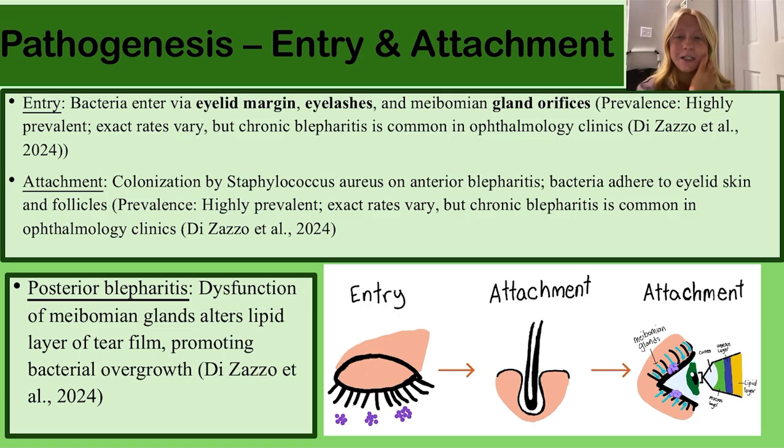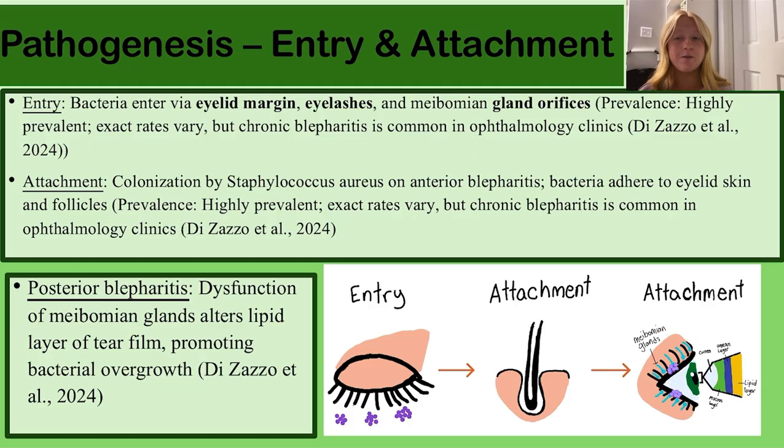So the first step in blepharitis pathogenesis is entry. The bacteria are already present as part of the normal eyelid microbiota, but they can gain access to the eyelid margins, eyelashes, and meibomian gland orifices where they establish themselves more densely. So when they're able to establish more densely is really where the infection occurs. In anterior blepharitis, there's two different types. Anterior blepharitis, the S. aureus adheres to the skin and hair follicles, which triggers localized inflammation.